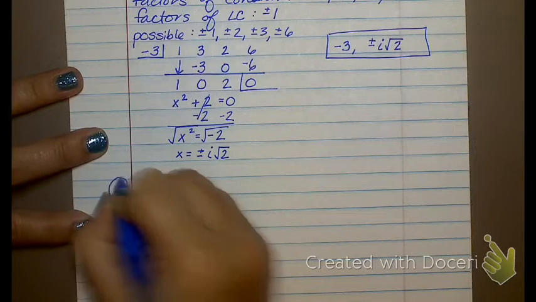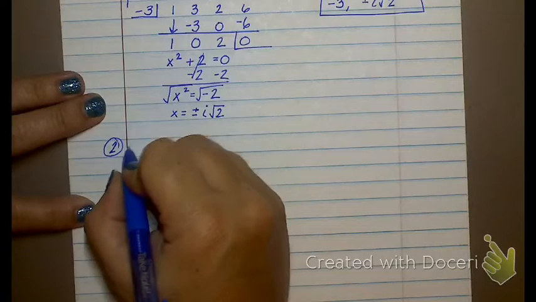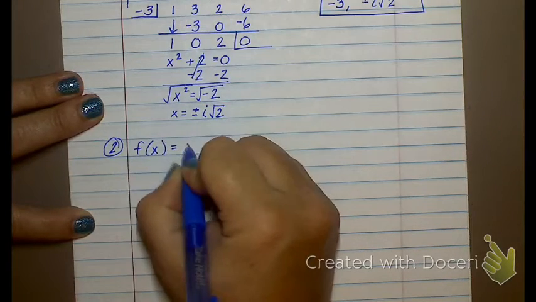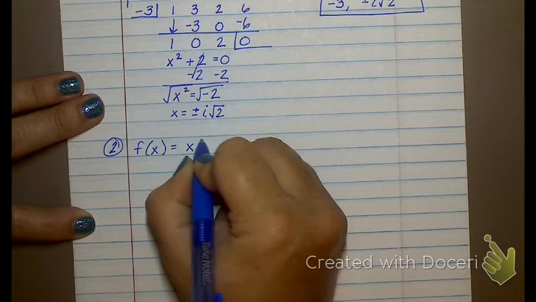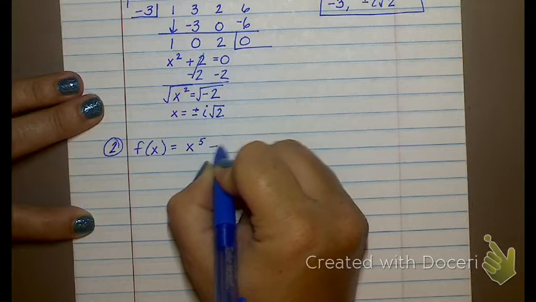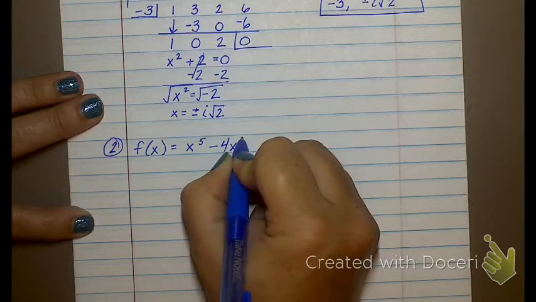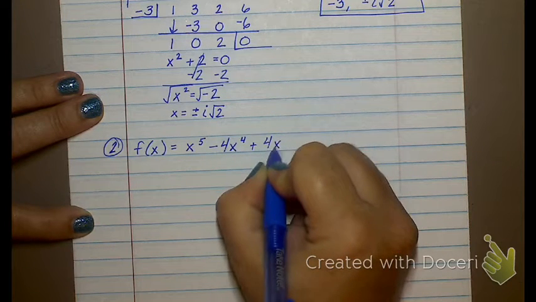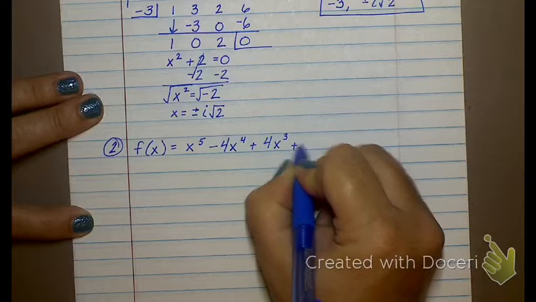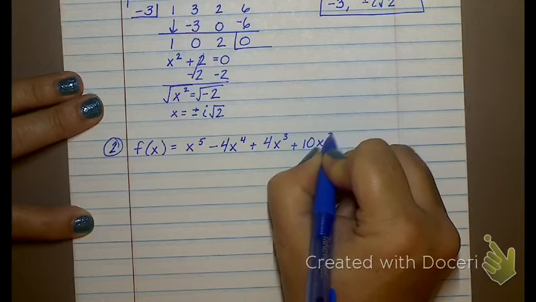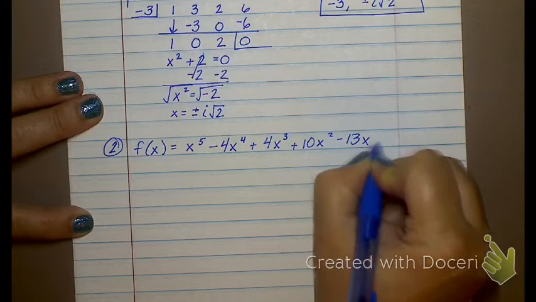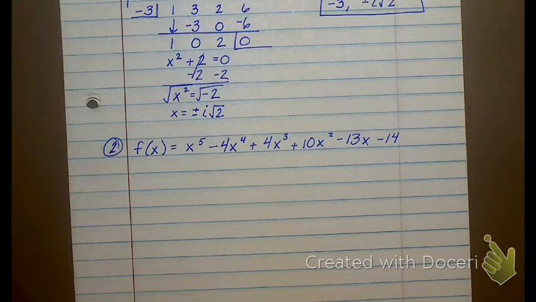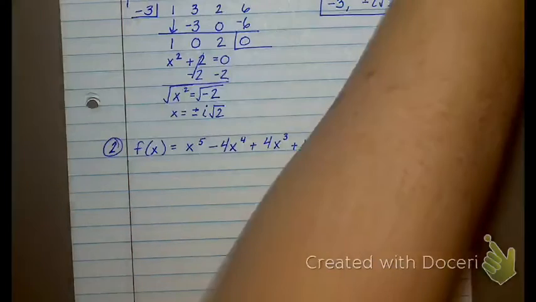Is this enough page for me? Hopefully I have enough paper here. F of x is equal to x to the 5th minus 4x to the 4th plus 4x to the 3rd plus 10x squared minus 13x minus 14. Franken, why are you going crazy? That's what you're thinking, right?